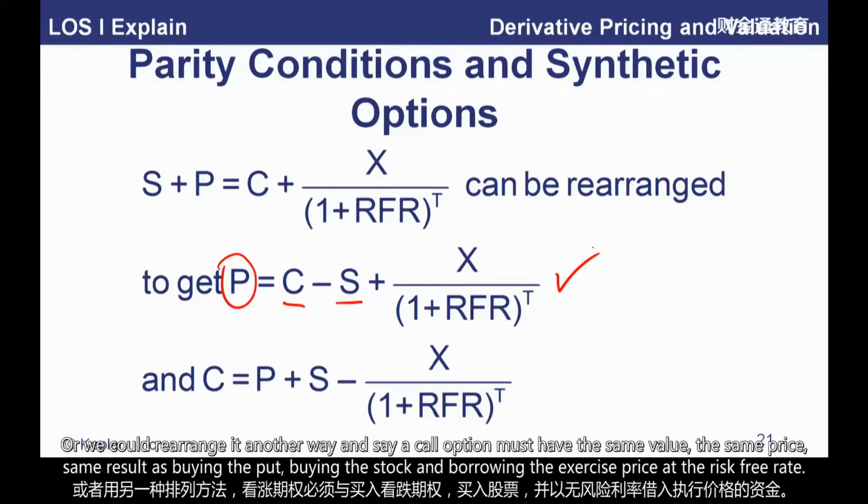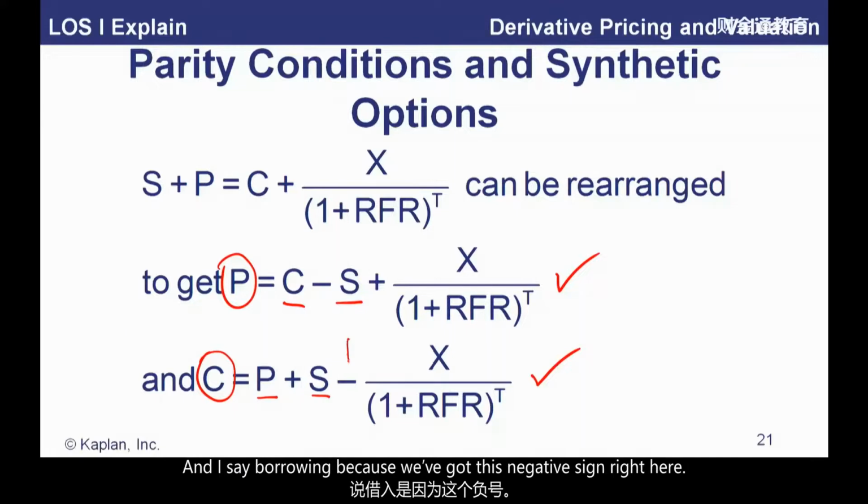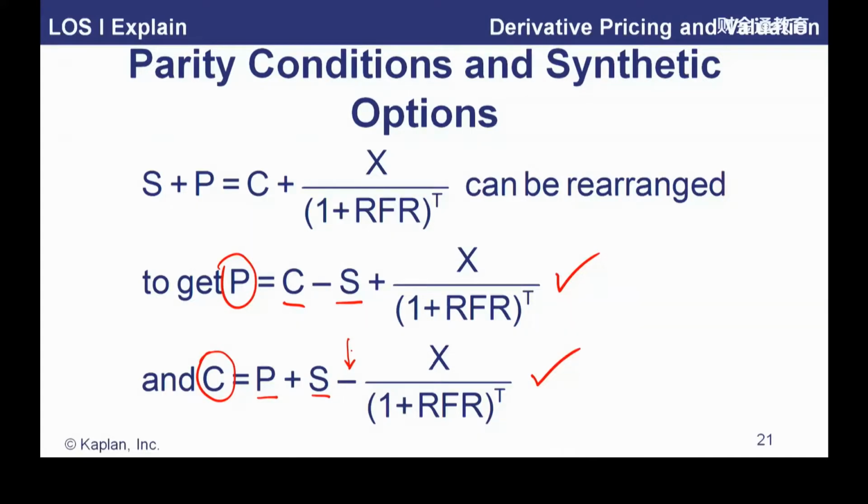Or we could rearrange it another way and say a call option must have the same value, the same result, as buying the put, buying the stock, and borrowing the exercise price at the risk-free rate. And I say borrowing because we've got this negative sign right here. We're short a pure discount bond. That makes us, instead of the lender, the borrower.